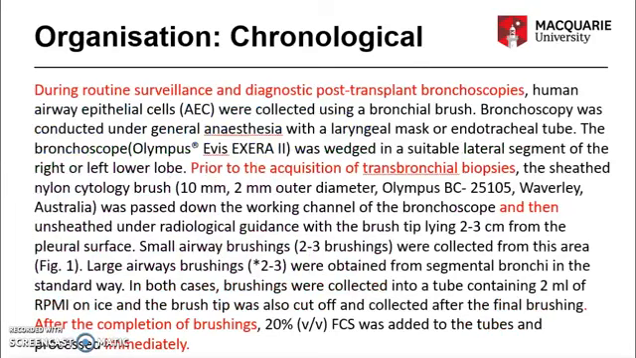Another organising principle for paragraphs is chronological, or organising by time. This can be very specific time, so you might use years or dates, but it can also be time in relation to a particular process, as in this example. This paragraph is rather technical, but you can see words like during, prior to, then, after, and immediately are all signals of time, which is being used to organise this paragraph.